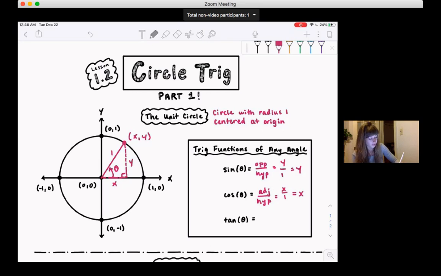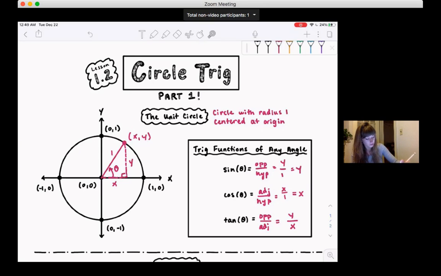And then we know that tangent is opposite over adjacent. The opposite side is y, the adjacent side is x, so we could find the tangent of the angle by doing the y coordinate divided by the x coordinate. And we use these definitions to find the trig values for any angle. So if you want to find the trig value of like 300 degrees, you would go around the circle until you hit 300 degrees, and then you would find the coordinates of the point on the circle, and that will give you the sine, the cosine, and the tangent.